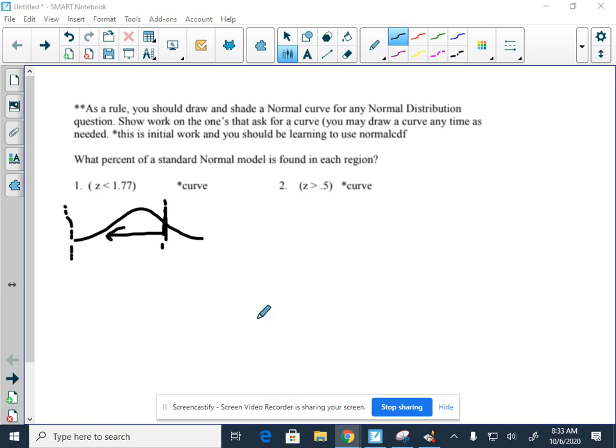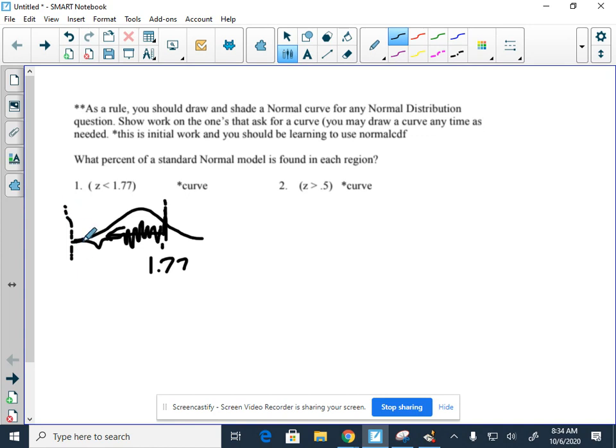Okay, worksheet number 2, chapter 5. Make sure you make a curve. So here I've drawn a curve. This value is 1.77. We're trying to shade from here on down. Whether you use an arrow or whatever, that's fine.